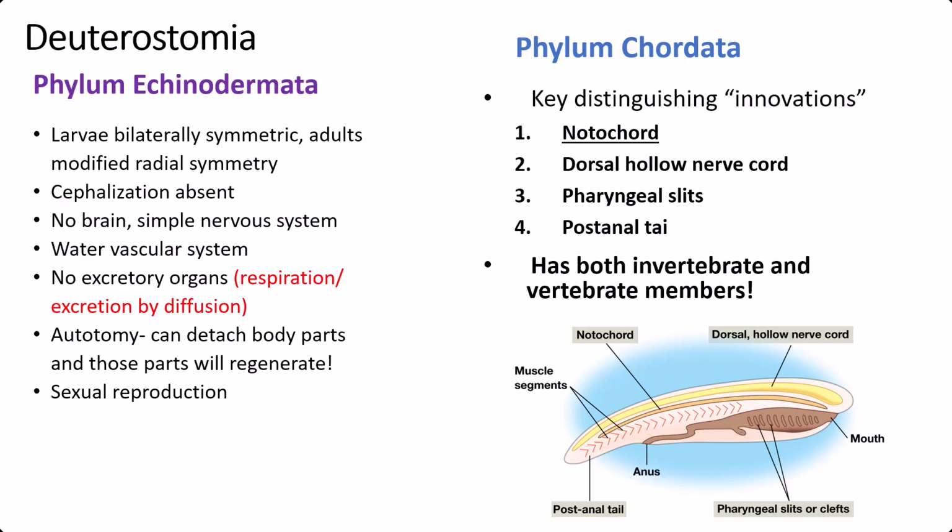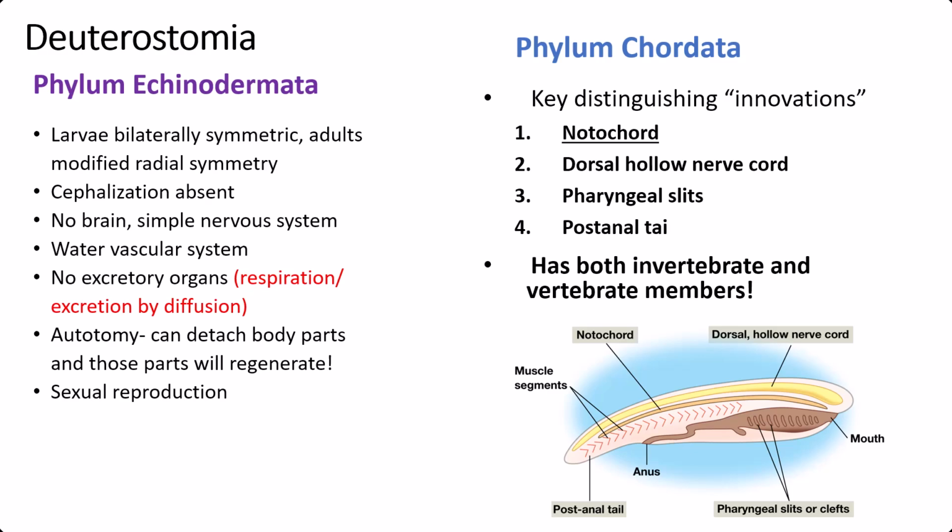Cephalization is absent, so they do not have a head, they don't have a brain, they have a simple nervous system, they have a water vascular system, and they don't have specialized excretory organs. Instead, they do respiration and excretion by diffusion. Some of them can detach body parts, and those body parts will regenerate, and they do sexual reproduction.